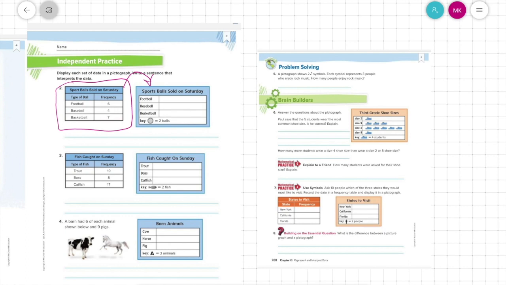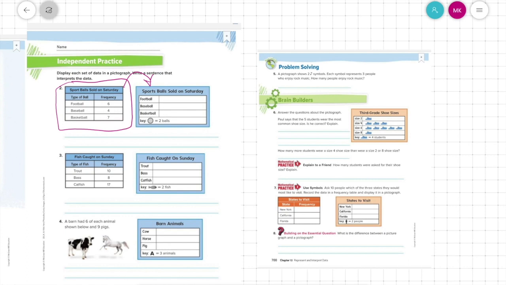Let's look at number 5. A pictograph shows that 2 music symbols each represent 3 people who enjoy rock music. How many people enjoy rock music? All right. Let's look at number 6.